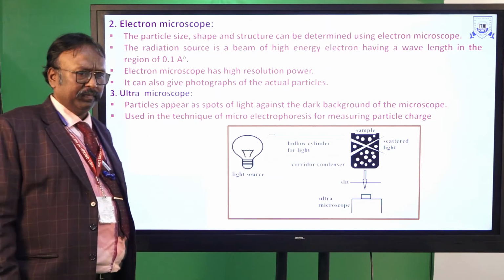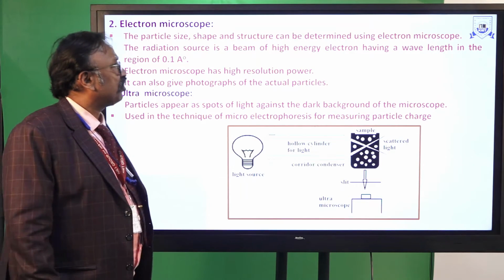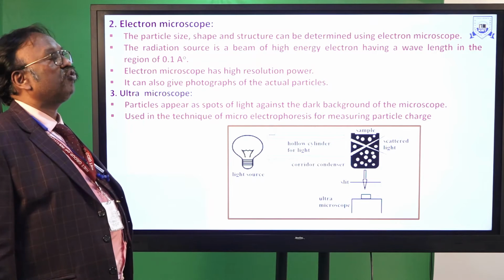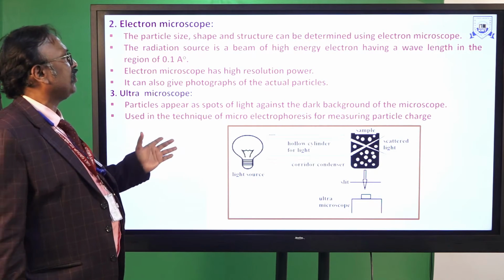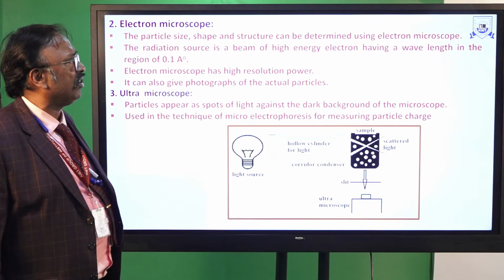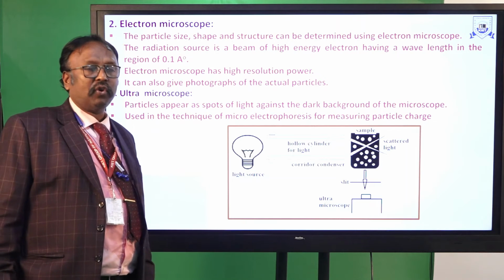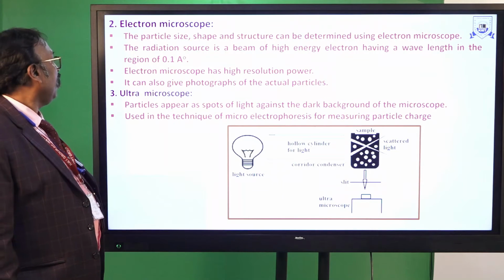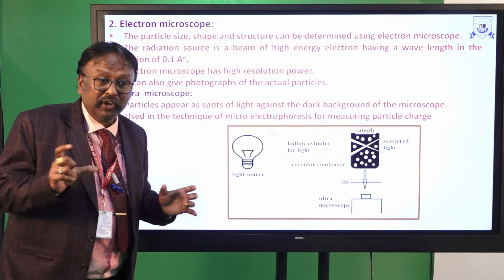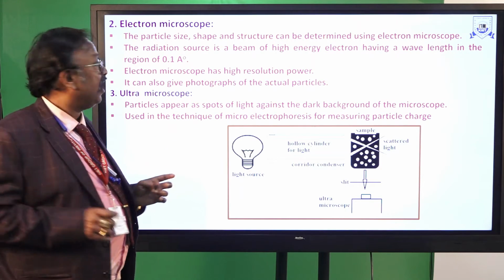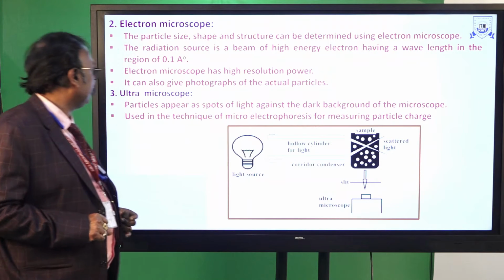This effect is called the Tyndall effect. Electron microscope: the particle size, shape and structure can be determined by using an electron microscope. The radiation source is a beam of high energy electrons having a wavelength in the range of 0.1 angstrom. The electron microscope has high resolving power. Because of that high resolving power, we can observe and give photographs of actual particles.